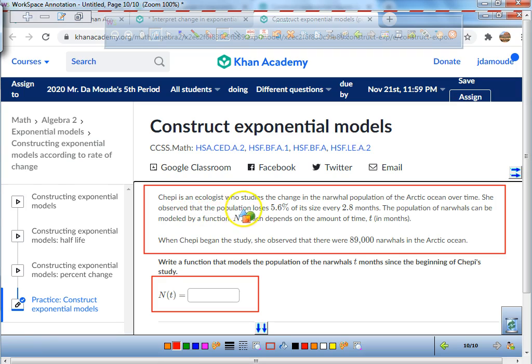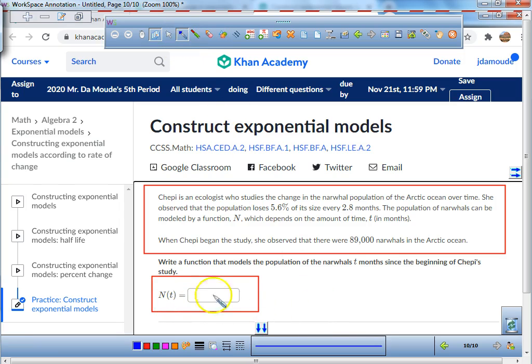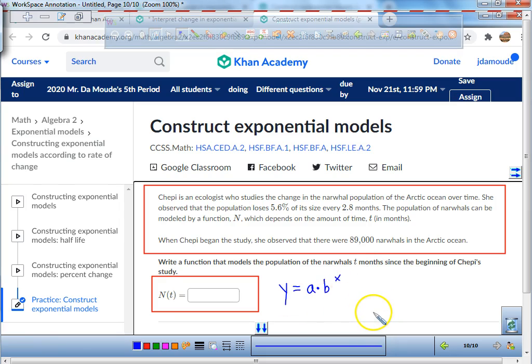All right, so she observed that the population loses 5.6% of its size every 2.8 months. The population of narwhals, how sad, can be modeled by this function. So here we go. We have N of t. What we're going to do is start out putting y equals a times b to the power of x. We're just going to start with that basic understanding, okay?